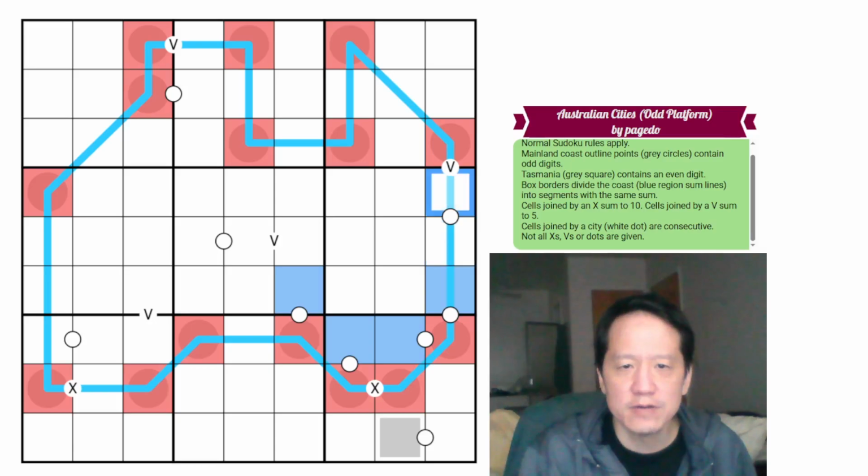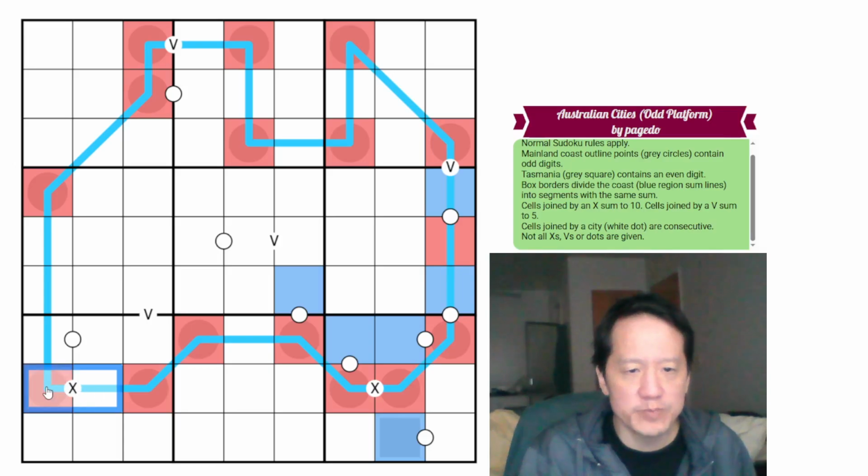Actually, wait, is that right? Oh, that is right, though. If this is odd, it has to add up with an even digit to add up to an odd digit, right? So this must be even. Therefore, this is odd. This is even here. These both must be odd, because to add up to an even digit like 10, an odd digit must add up with another odd digit.